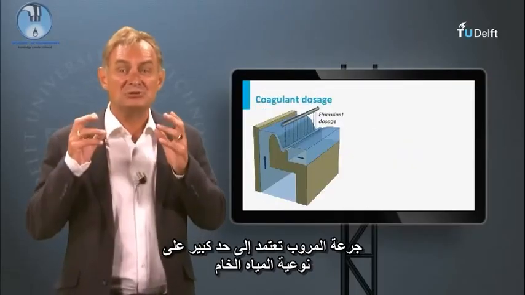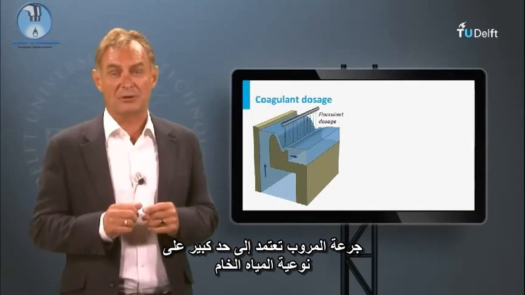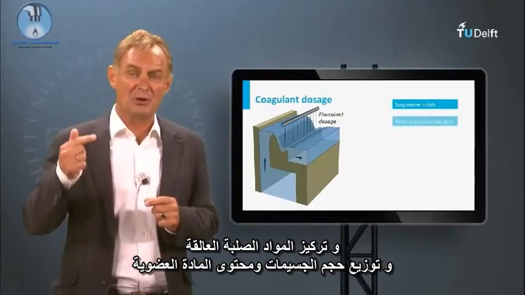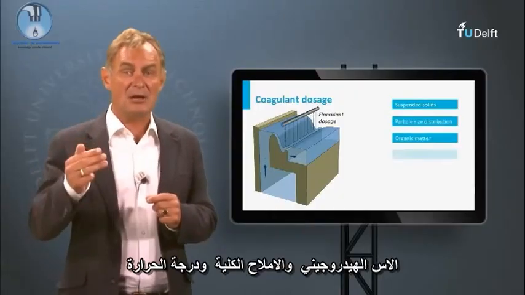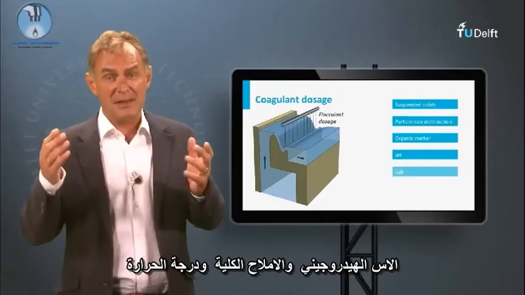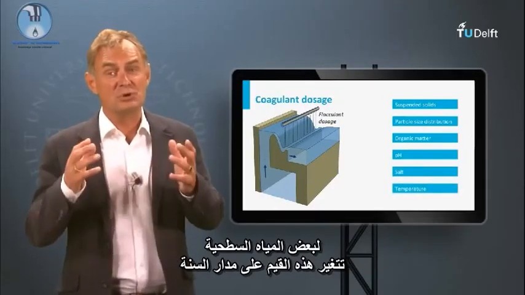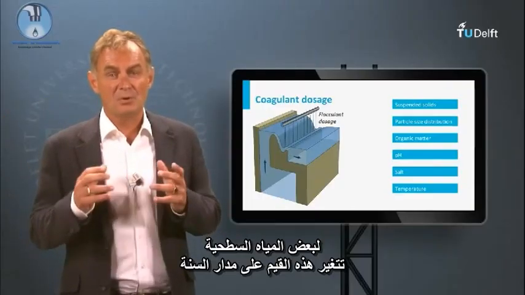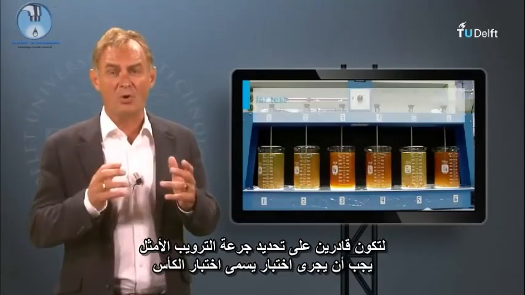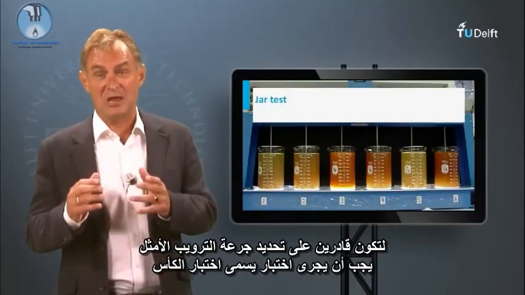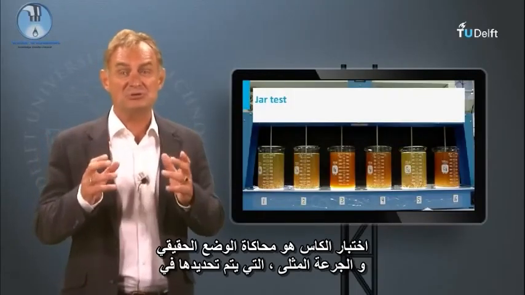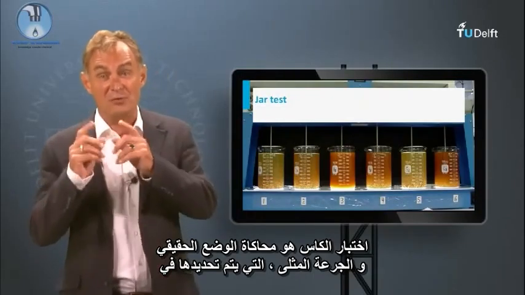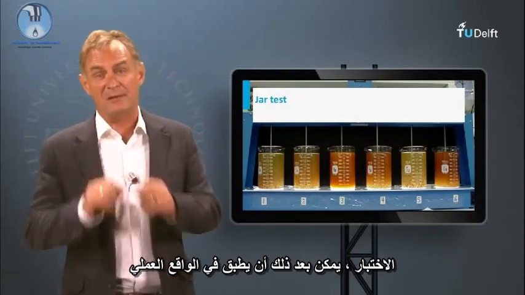Coagulant dosage is largely dependent on the raw water quality: concentration of suspended solids, particle size distribution, organic matter content, pH, salt content and temperature. For a certain surface water, this varies over the year. To be able to determine the optimal coagulant dosage, so-called jar tests have to be performed. These tests simulate the situation at full scale, and the optimal dosage found in the test can afterwards be applied in practice.